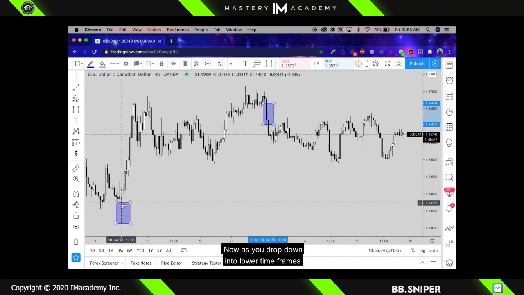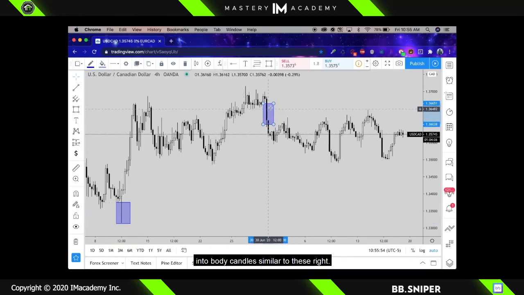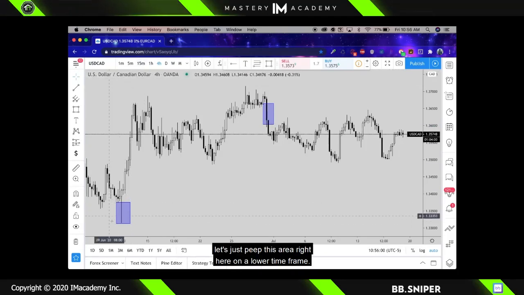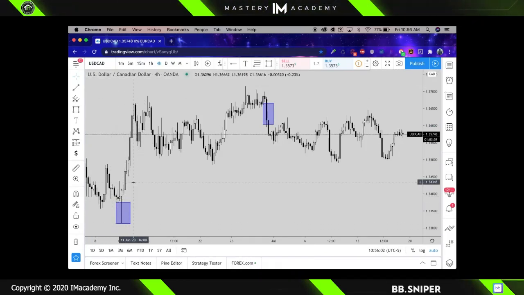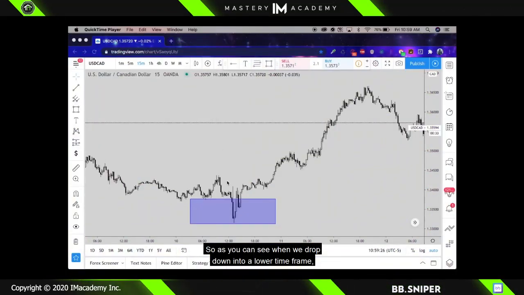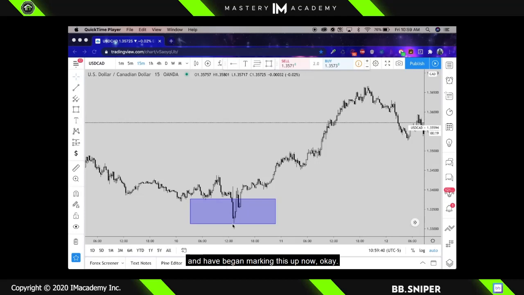Now, as you drop down into lower time frames and identify some wick areas, oftentimes you'll notice they turn into bodied candles similar to these, right? You're identifying the same thing over and over when you drop lower. Let's just peep this area right here on a lower time frame. So as you can see, when we drop down into a lower time frame, that area that was once a wick on a 15-minute chart is now bodied institutional moves, right? You can see on the other side of equal lows, they swept down, captured liquidity, and have begun marking this up now, okay?